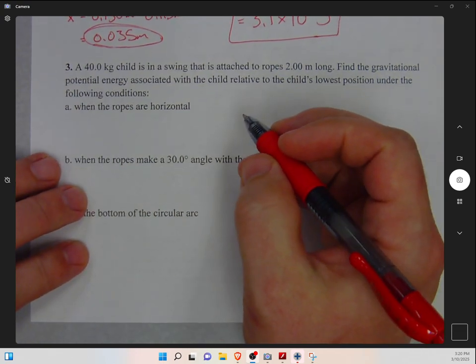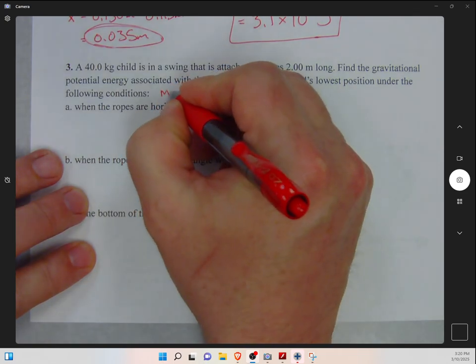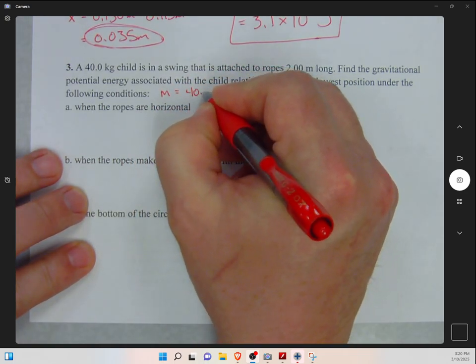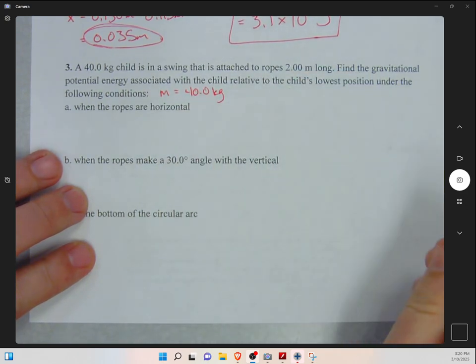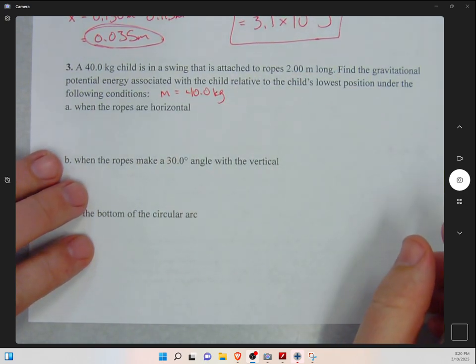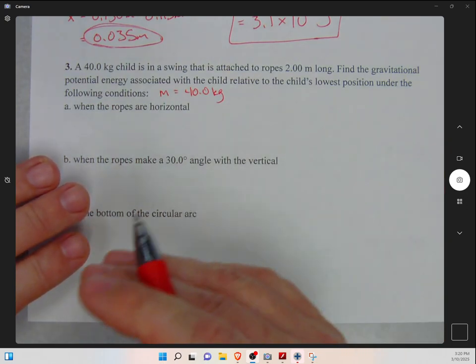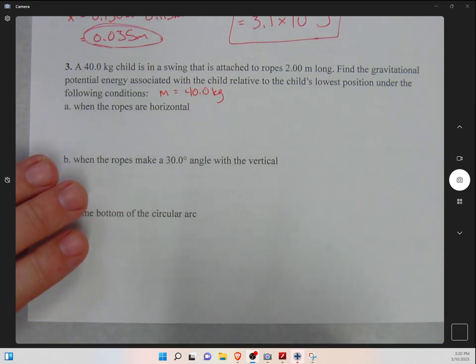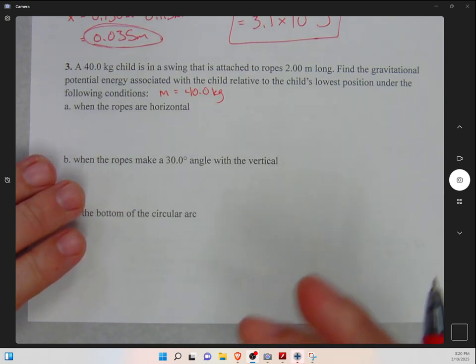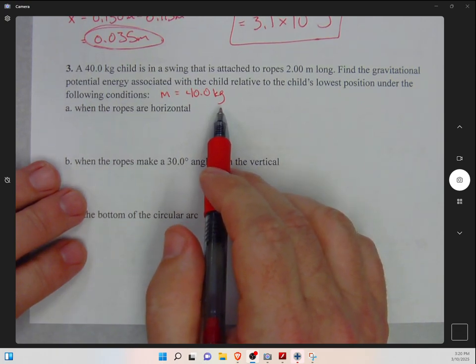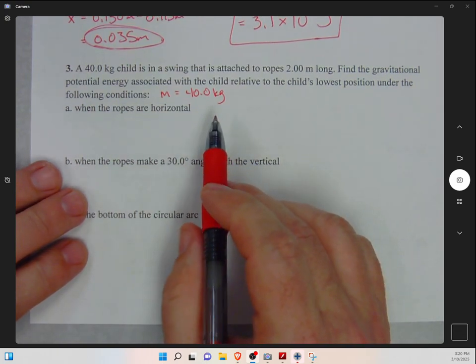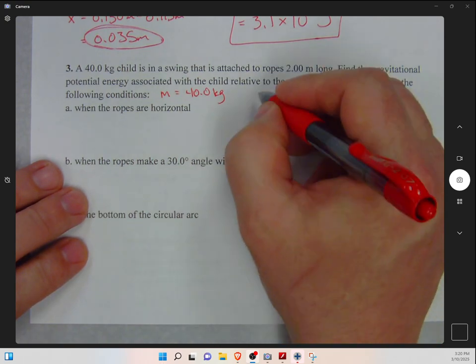So before we get going, let's make sure we identify the things that we know. We know the mass of our object, the child, 40 kilograms, right? It's in a usable unit. We don't want to be using grams or anything other than kilograms because units like newtons assume that you're using kilograms. So unless you standardize to a kilogram, you're going to be messing stuff up in your calculations towards the end.